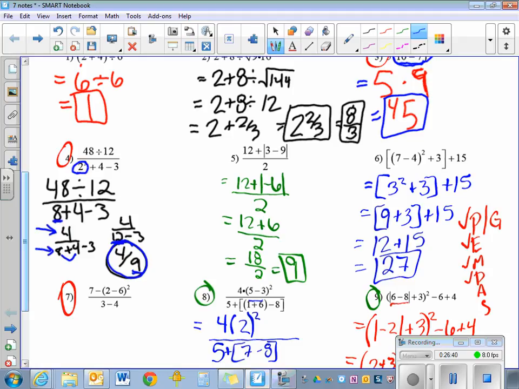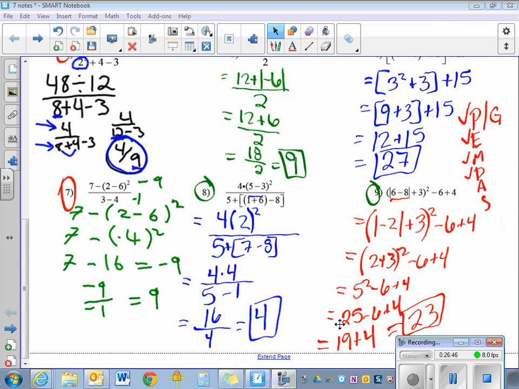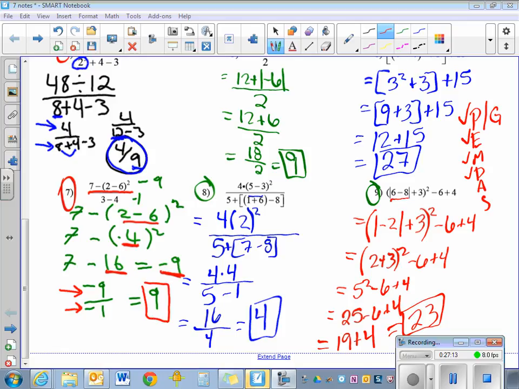Okay, and then Christelle, you ready for a 7? Taking a look at number 7 here. So Christelle went ahead and simplified the numerator. So we have 7 minus 2 minus the quantity 2 minus 6 squared. 2 minus 6 is negative 4. Negative 4 squared is 16. And 7 minus 16 is negative 9. So that gives us our numerator here. And then 3 minus 4 gives us negative 1. Negative 9 divided by negative 1 is equal to 9. Very good. That's our final answer.